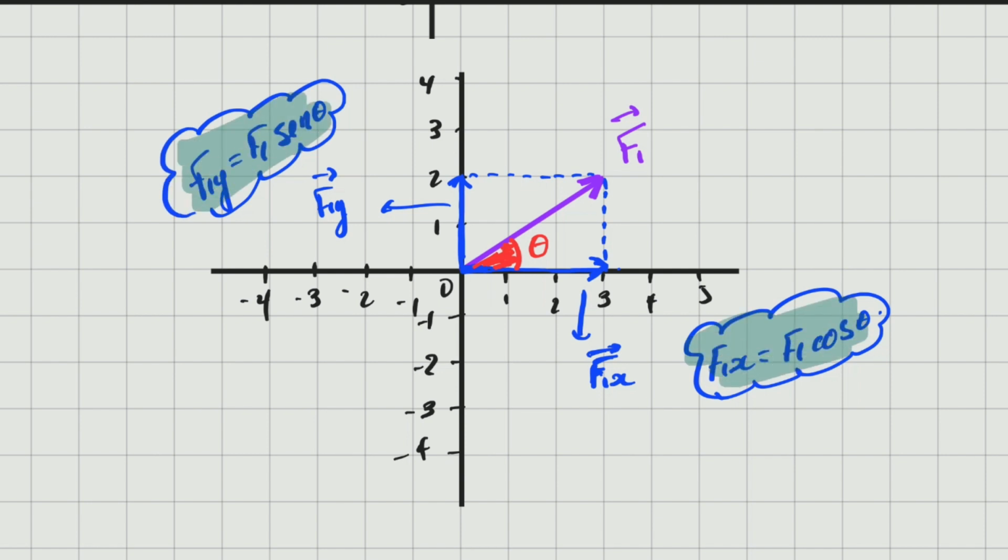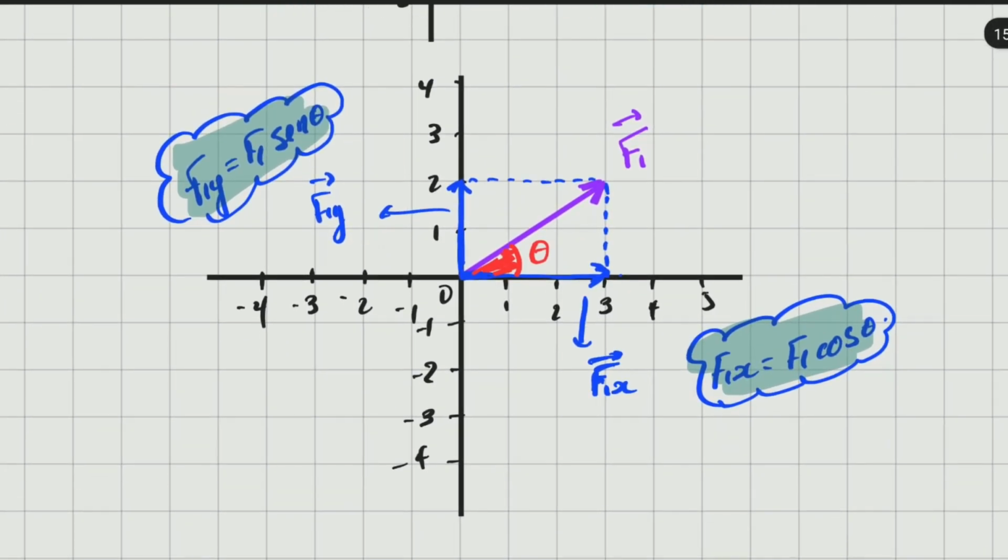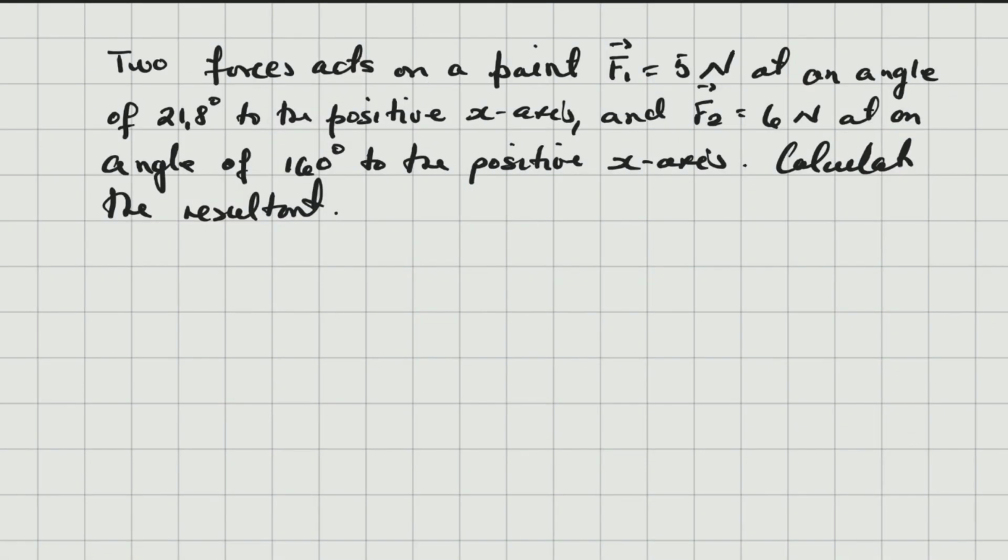Now, if you notice, the combination of F1 in x and F1 in y will give you F1. So this is a way of breaking vectors into components, because sometimes you have more than one. If you have more than one and you are asked to calculate the resultant, then first you have to break them into components, and after that you have to calculate the resultant in x and the resultant in y. Let's do one simple example, because we are almost done with this first video. Okay, so let's see this example.